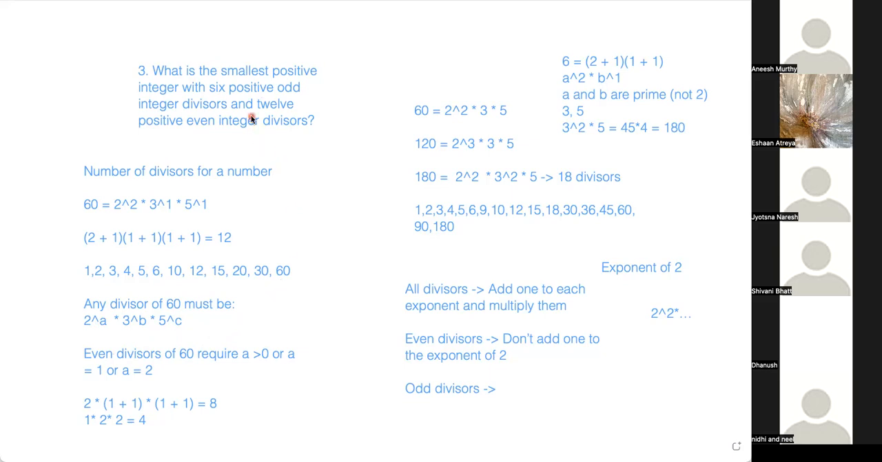Using this, I can backtrack. I know 12 is the number of even divisors and 6 is the number of odd divisors. So based on this way of computing, the exponent of 2 must be 2. And then for the odd portion, I know there are 6 divisors. The smallest odd number with 6 divisors must be 45, because I need something squared times another prime number. So that must be 3 squared times 5, where these are still odd. So that's 45 times 4, which is 180. Now we're sure that 180 is the smallest number. And like Ishan did, we can also list the divisors of 180 and confirm that there are 6 odd divisors and 12 even divisors.